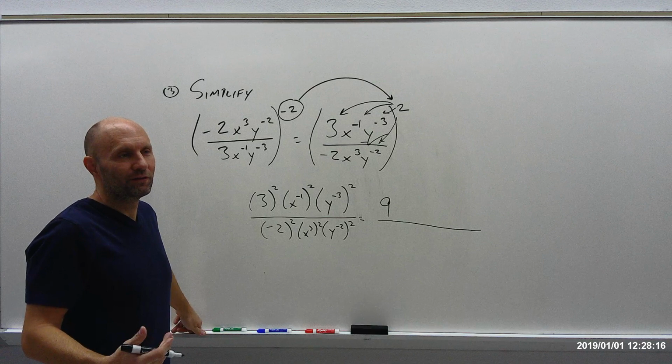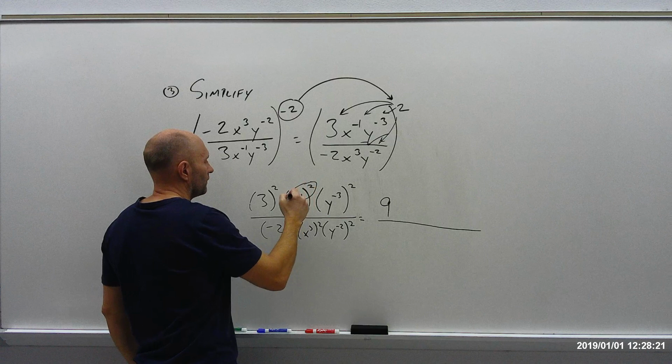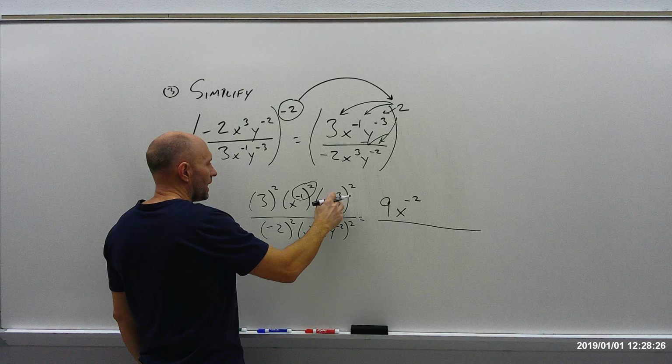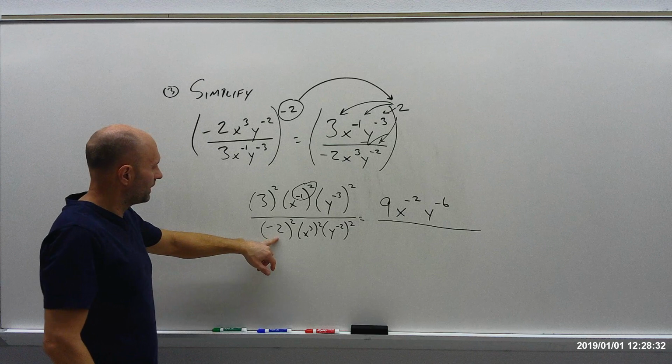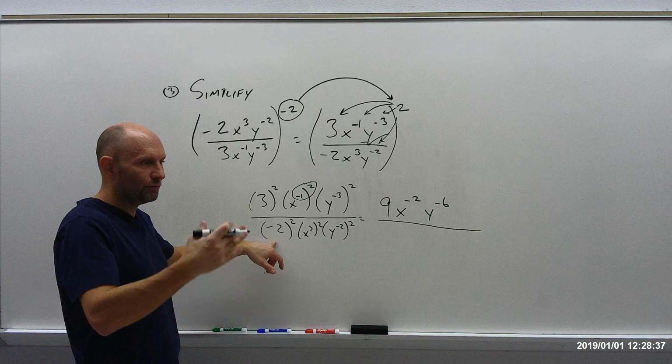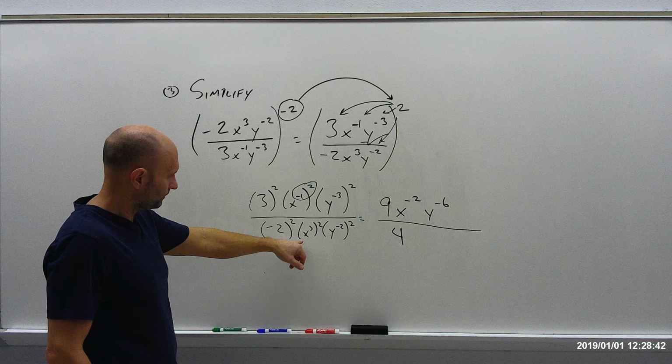This is one of our exponent rules. When we have a base to a power, we multiply these two guys. So 2 times negative 1 is negative 2. Same for the y. Negative 3 times 2 is negative 6. Now be careful down here. We have negative 2 squared. So this is like negative 2 times negative 2. Negative times negative is positive. So positive 4. 3 times 2 is 6. Negative 2 times 2 is negative 4.